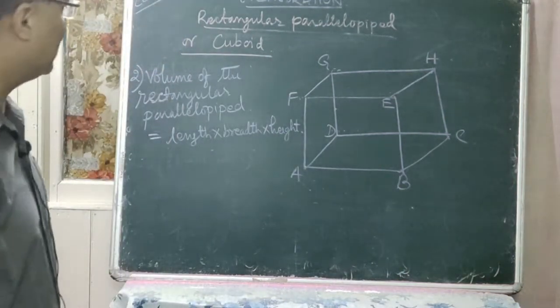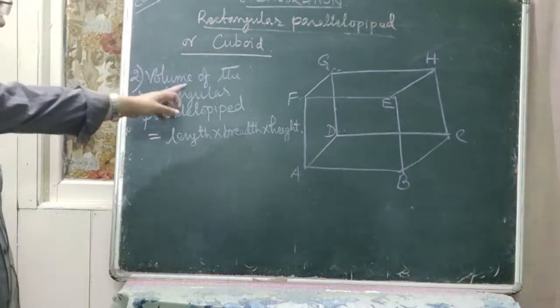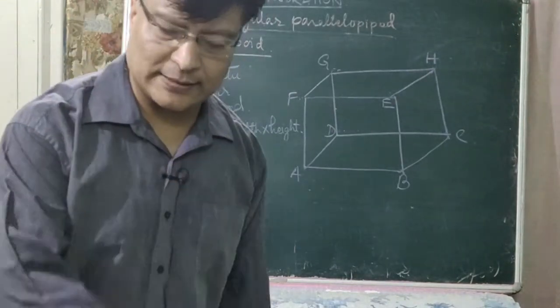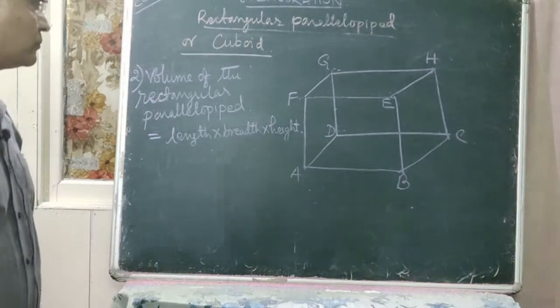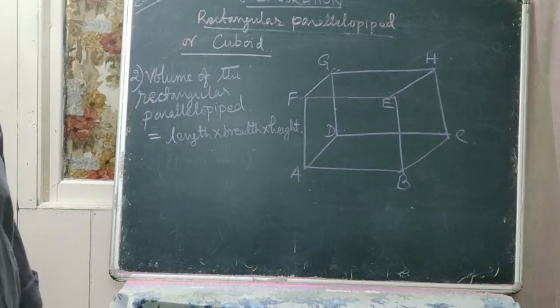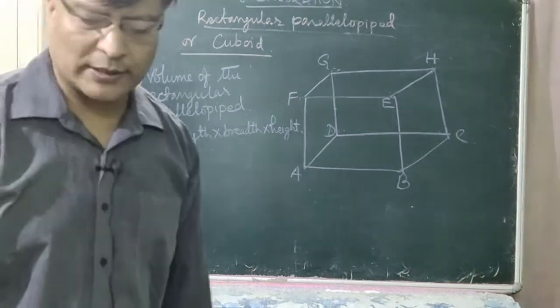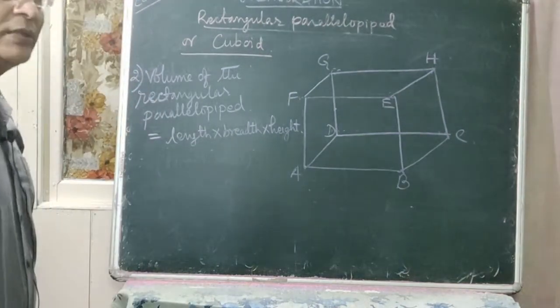Is that clear to all of you? So volume of the rectangular parallelepiped is equal to length into breadth into height. Is that clear now? So I think you have understood it. Okay, so you can copy it. So volume of the rectangular parallelepiped is equal to length into breadth into height.